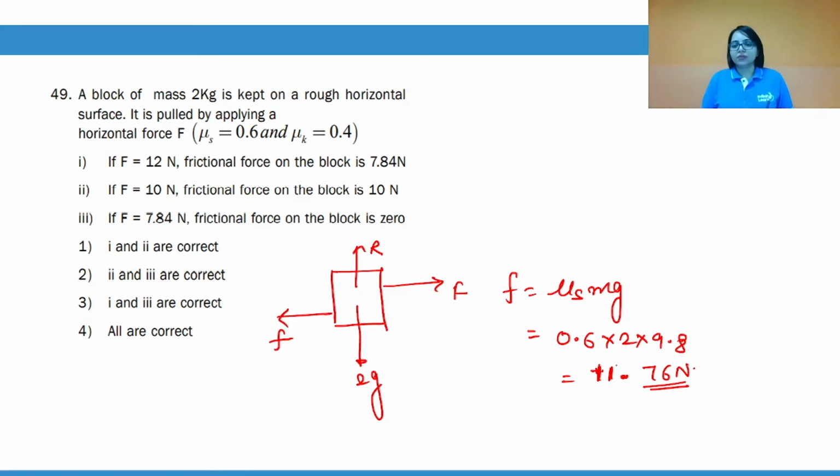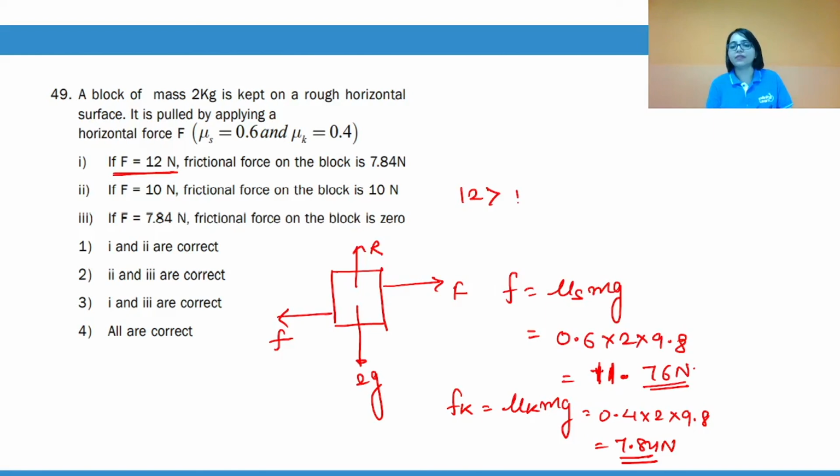Okay, so up to this value of force, object will not move. The friction on this object will be static in nature. If force exceeds this 11.76, object will move, and the nature of the friction will be kinetic friction. So kinetic friction will be mu k into mg, and that is equals to 0.4 into 2 into 9.8, and that is equals to 7.84 Newton, right? Now, when F is equals to 12 Newton, 12 Newton is greater than limiting friction. So, object will move and the nature of the friction will be kinetic, and that is equal to 7.84.